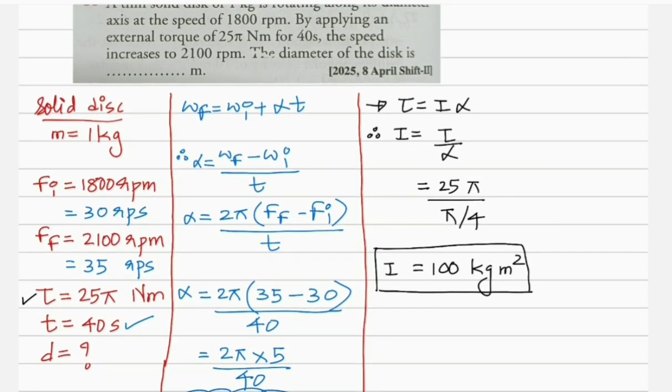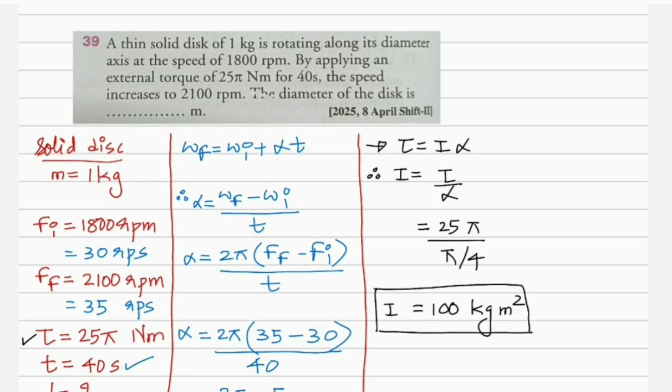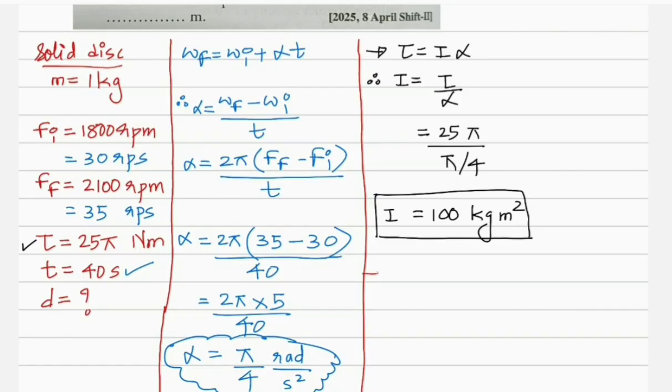What next now? Diameter of the disc is what we have to find out. So we will find the radius using this value of moment of inertia. Obvious. But did you read the first and second line carefully, students? A thin solid disc of 1 kilogram is rotating along its diameter axis. So for the solid disc, right? Moment of inertia about the diameter axis I can use 1 by 4 mr square.